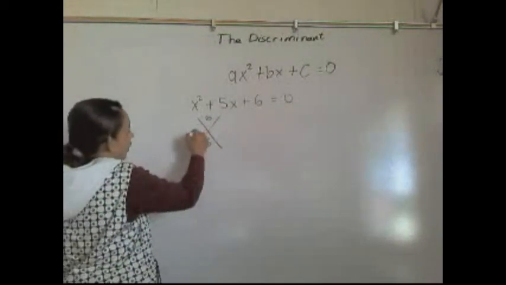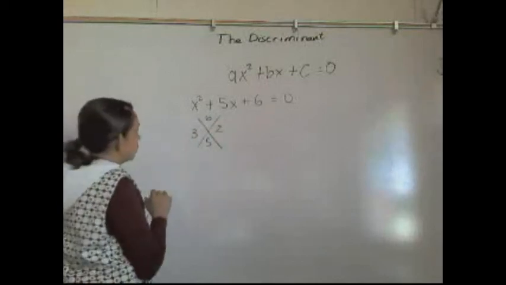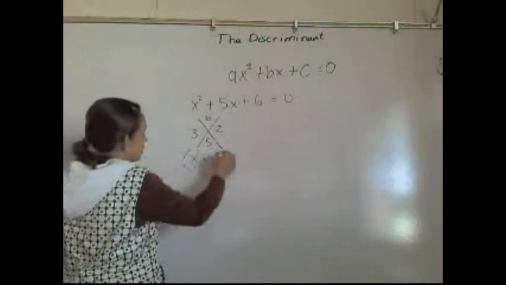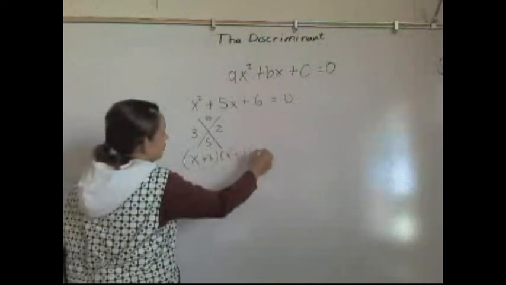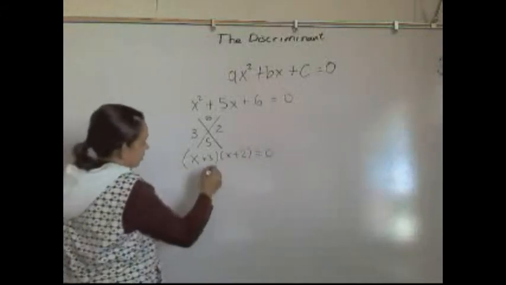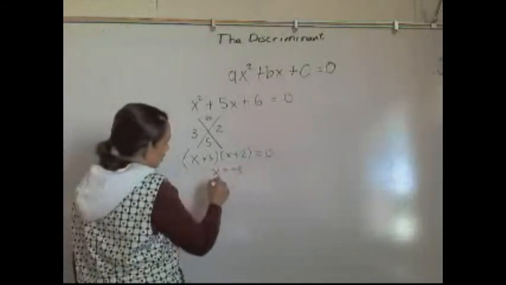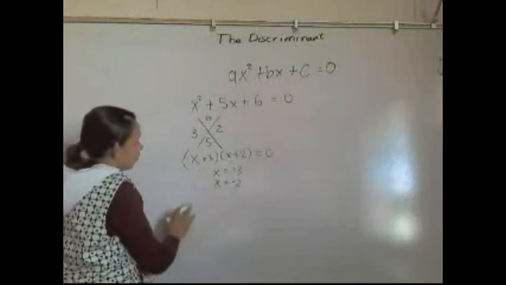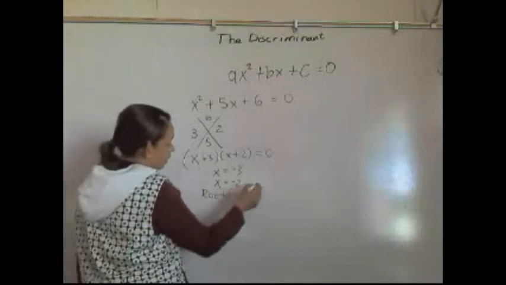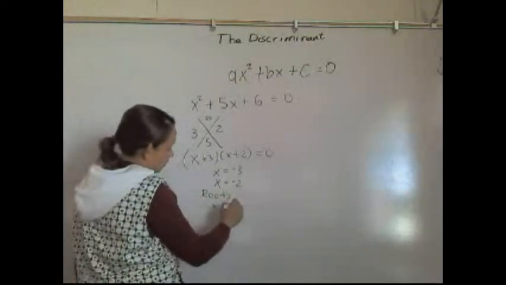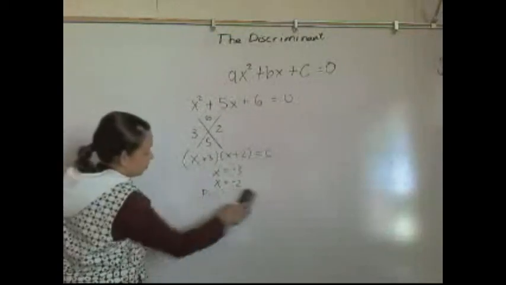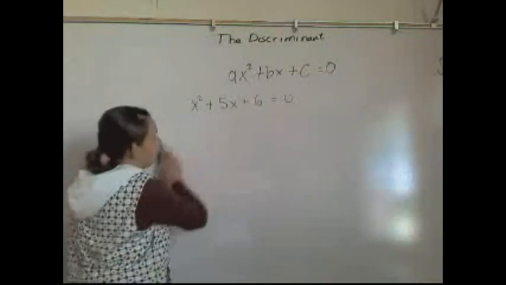6 goes on the top, 5 goes at the bottom. What numbers could you multiply to get 6 and add to get 5? It will be 3 and 2. And you also learned that x plus 3 times x plus 2 gives you 0. And from there you have to find the values of x. So this will be x equals negative 3, x equals negative 2. What that means is the roots will be the x-intercepts. So you're going to have 2 roots, 2 x-intercepts.